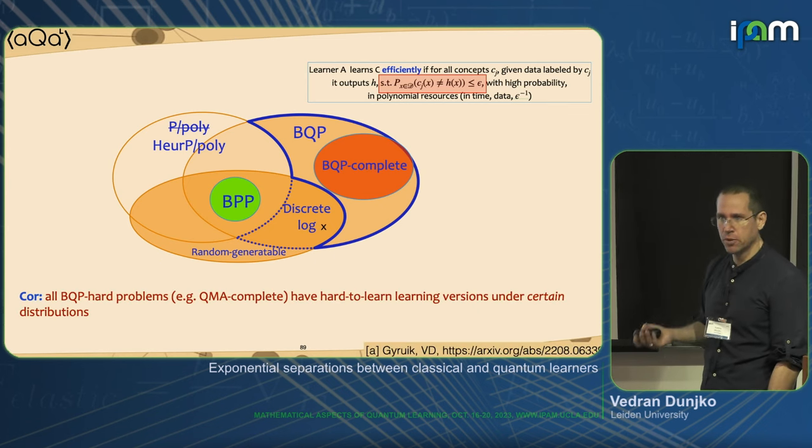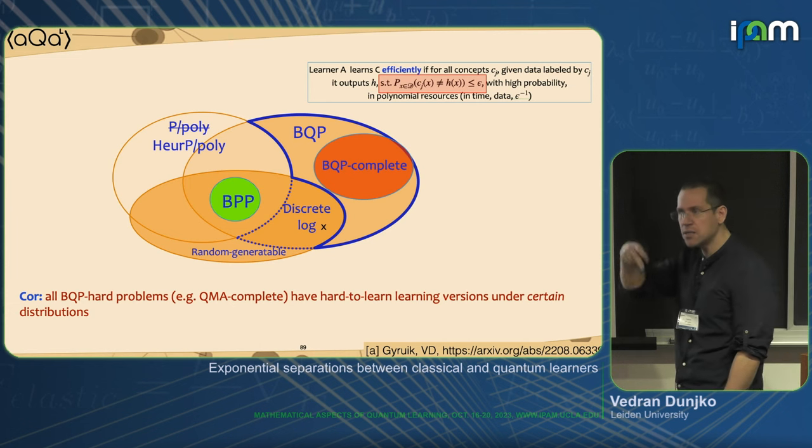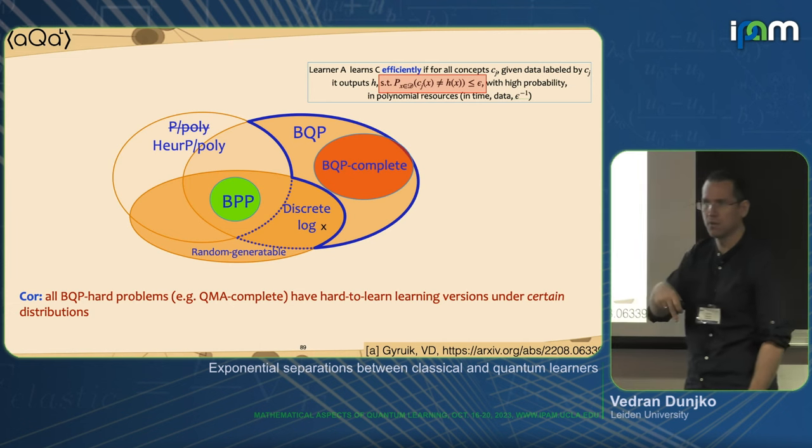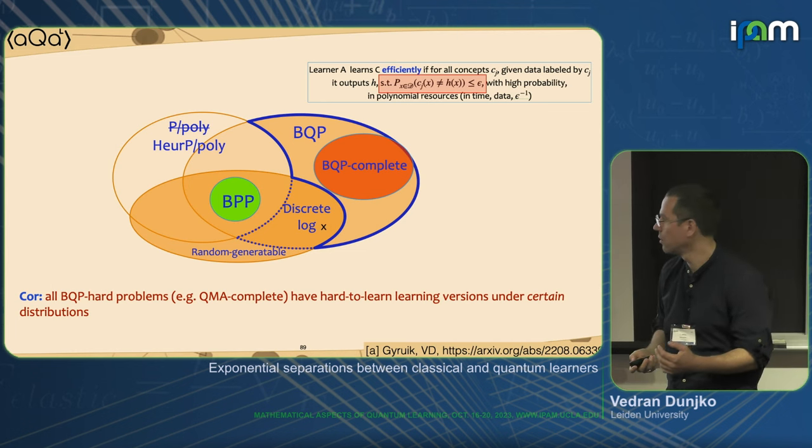Not just BQP-complete, also BQP-hard. Why? Because anything which is, let's say, QMA-complete contains instances which are BQP-complete, and then I just choose my distribution to just have support over that.